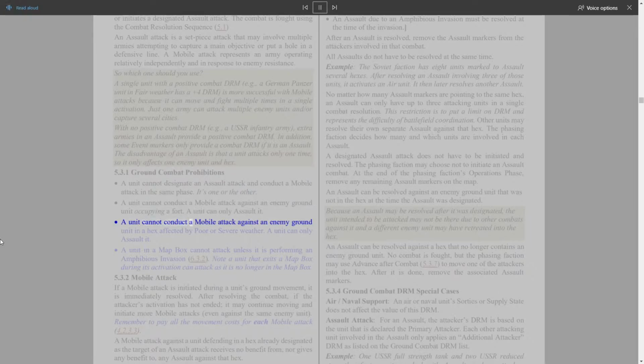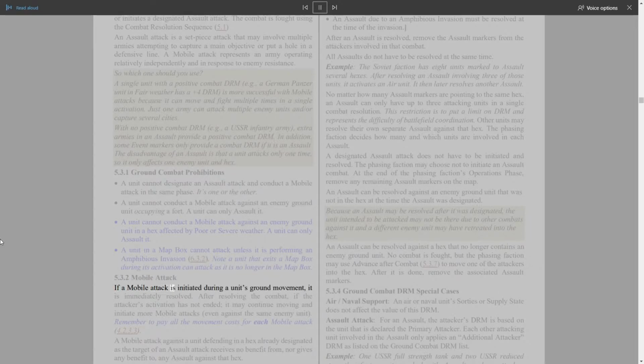A unit cannot conduct a mobile attack against an enemy ground unit in a hex affected by poor or severe weather. A unit can only assault it. A unit in a map box cannot attack unless it is performing an amphibious invasion, 6.3.2. Note: a unit that exits a map box during its activation can attack, as it is no longer in the map box.